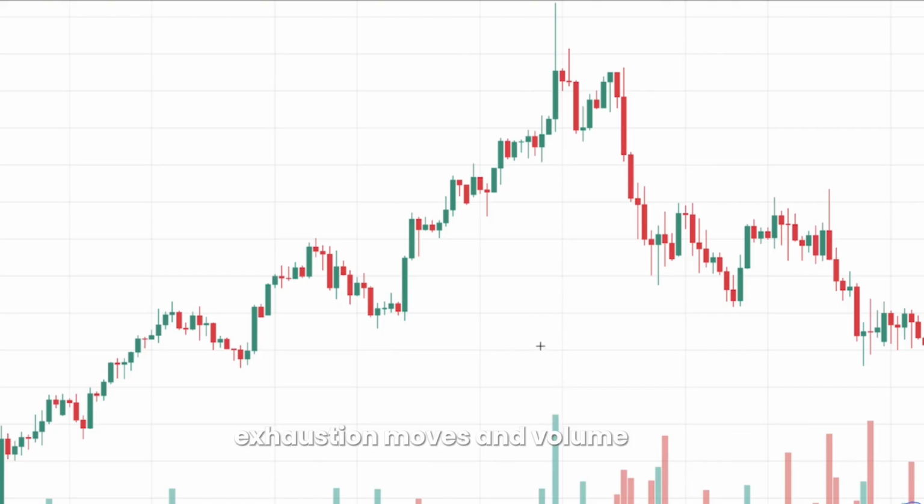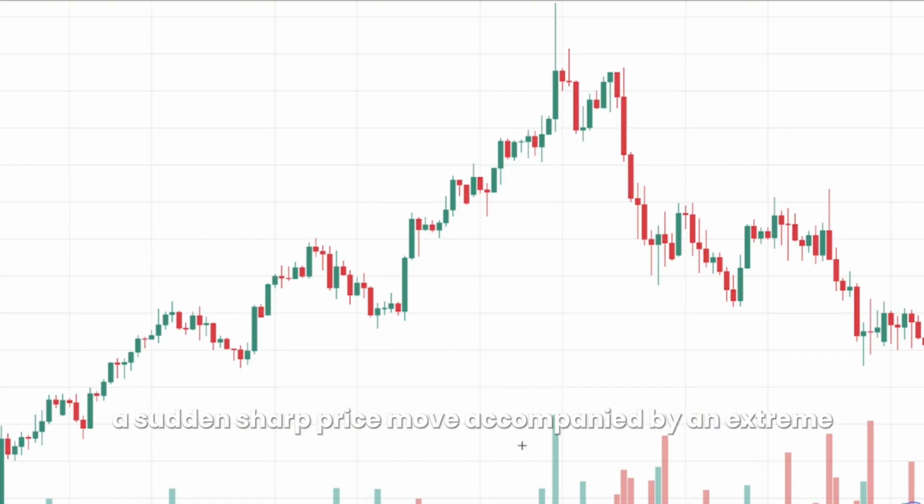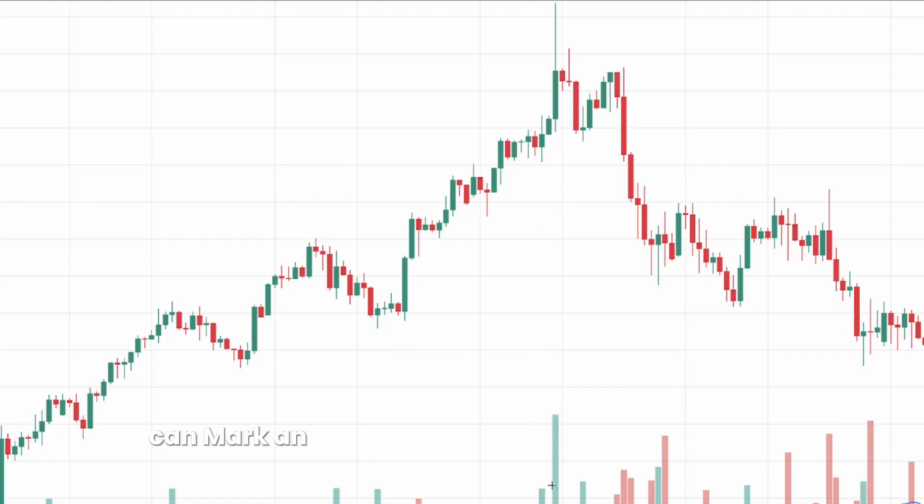Exhaustion moves and volume spikes. A sudden, sharp price move accompanied by an extreme volume spike can mark an exhaustion move rather than strength.